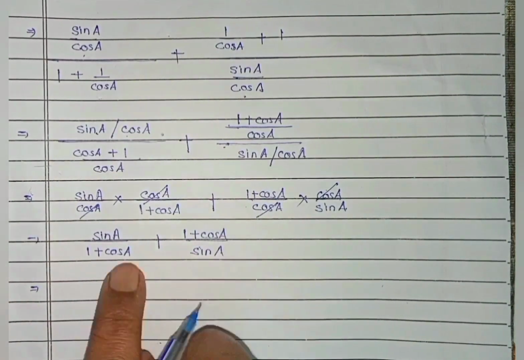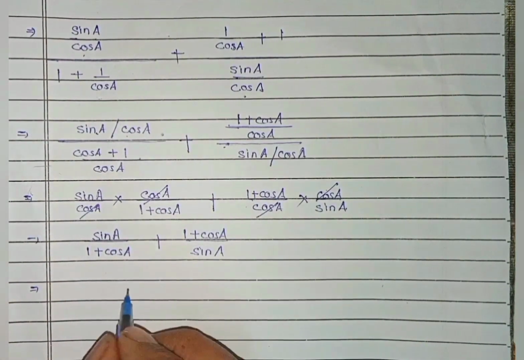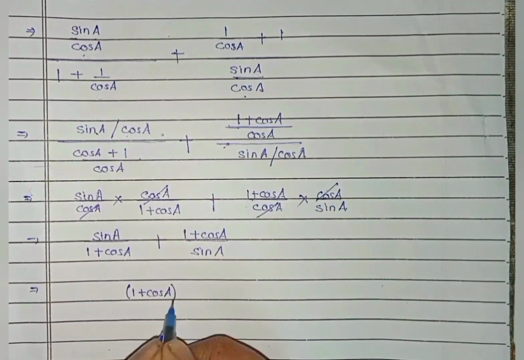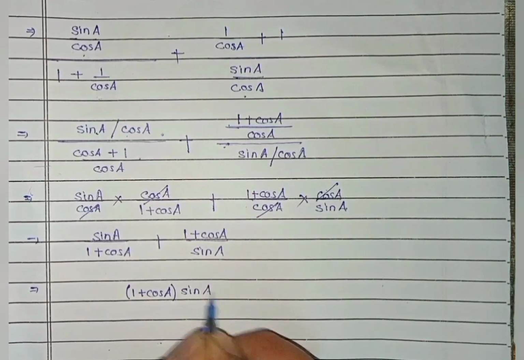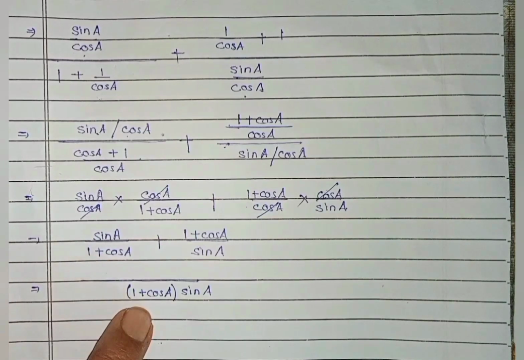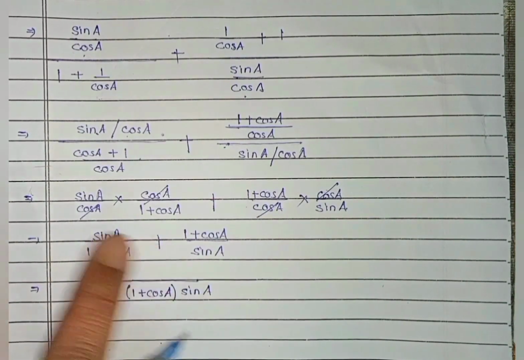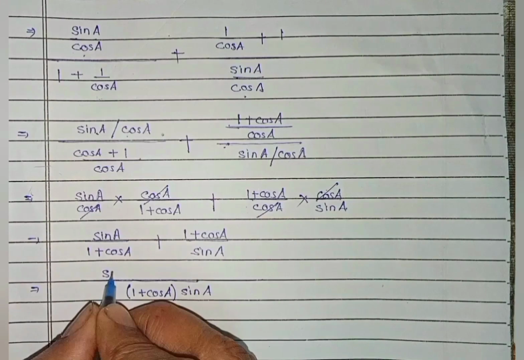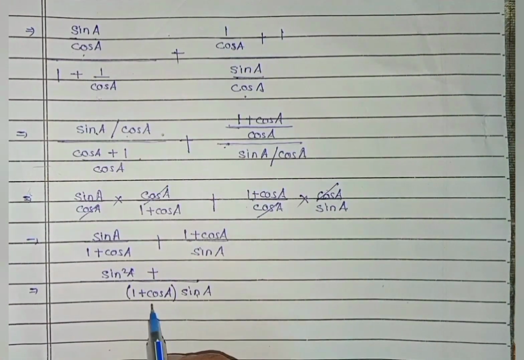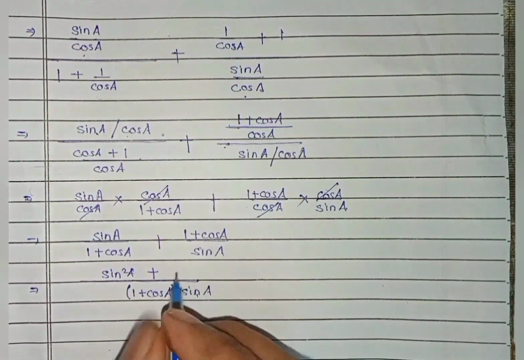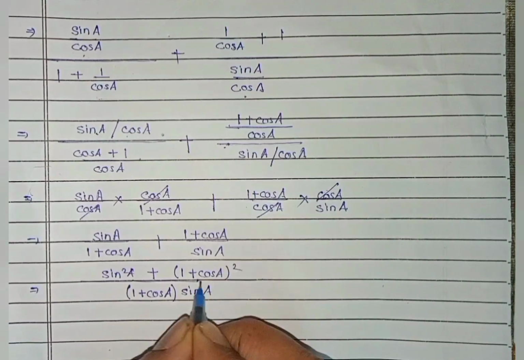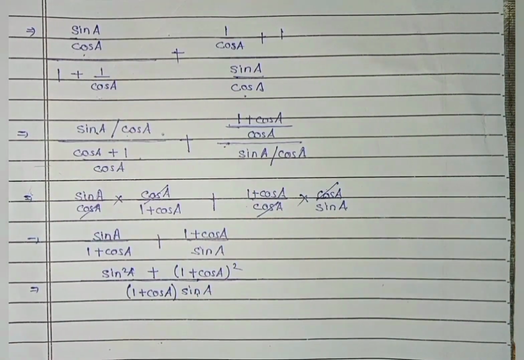Now let's take LCM of these two. So here the LCM will be 1 plus cos A into sin A, right? This will be the LCM. 1 plus cos will reduce 1 plus cos, so you are left with sine. Sine into sine will give you sine square. Here sine will reduce sine, so you will be left with 1 plus cos, so 1 plus cos into 1 plus cos will give you 1 plus cos whole square. Okay, so we are getting this much result.